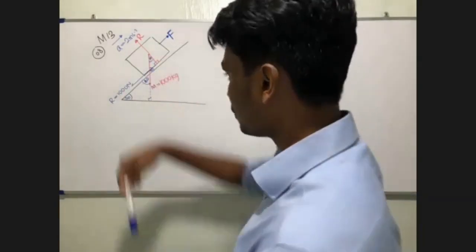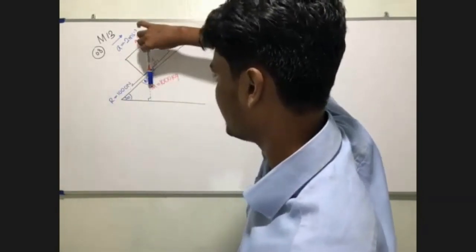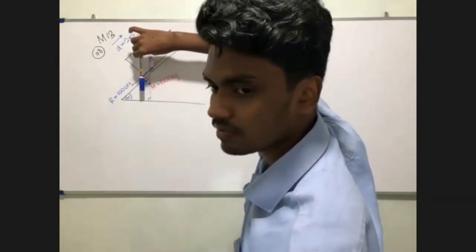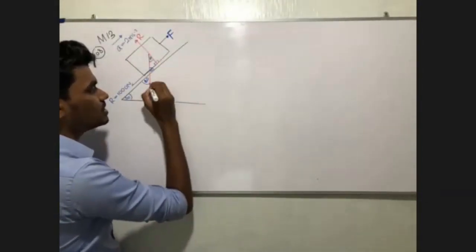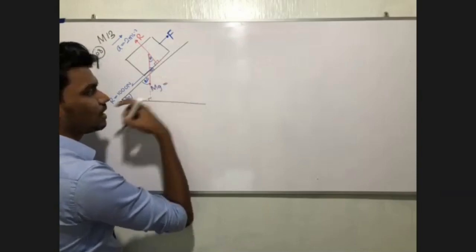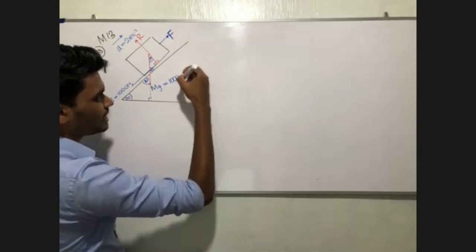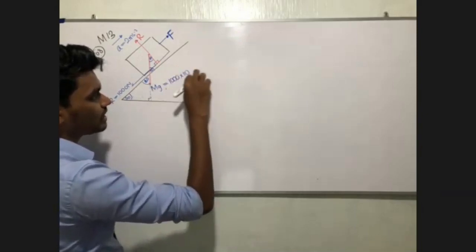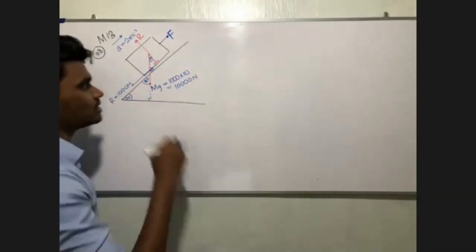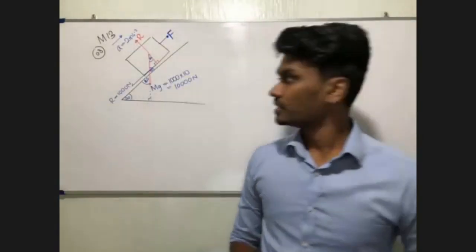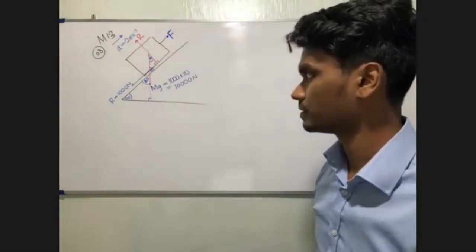So actually, this is where the weight acts. Weight is acting vertically downwards. Let us mark the weight mg. M is 1000, and when you multiply by g, which is 10, mg is 10,000 Newton.